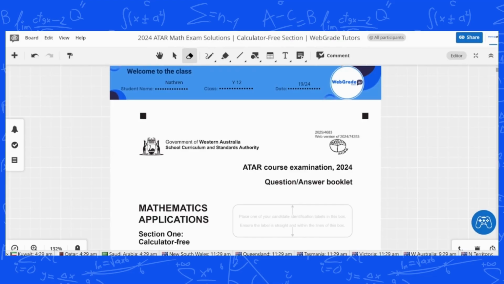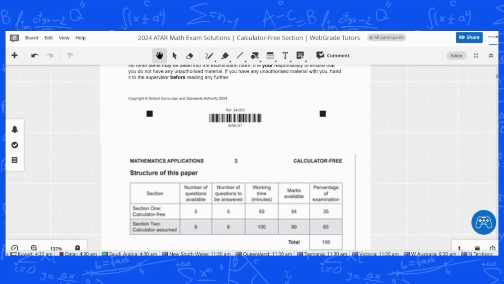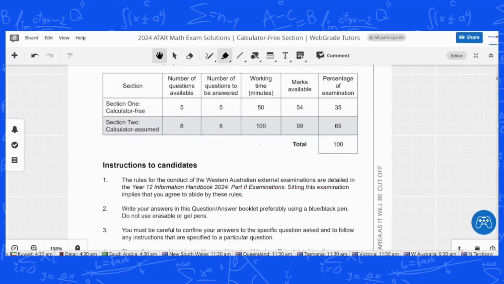Before we dive into today's problem, let's quickly look at the structure of the ATAR Mathematics Applications exam of 2024, so you know exactly what you are preparing for. Basically, this exam has two sections. Section 1 is a calculator-free paper and Section 2 is the calculator paper, with 5 questions in Section 1 for 54 marks and 8 questions for 99 marks.